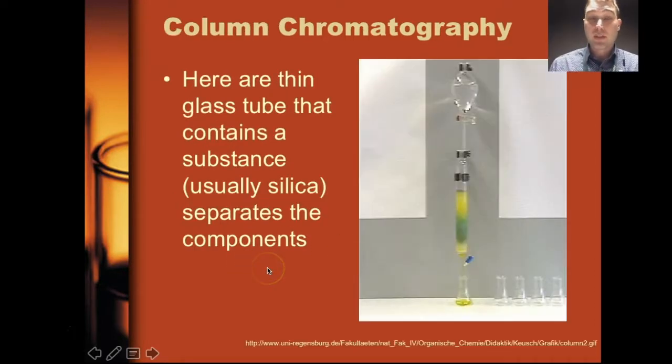Column chromatography is a little bit different. You have a thin glass column, and into that you place a substance that is your stationary phase that separates out your mixture. So in here we would have silica gel. You add your substance at the top, the substances separate out through the column, and then you can elute the different substances as they come out and collect them separately. And then you could go on and do some more identification from there.